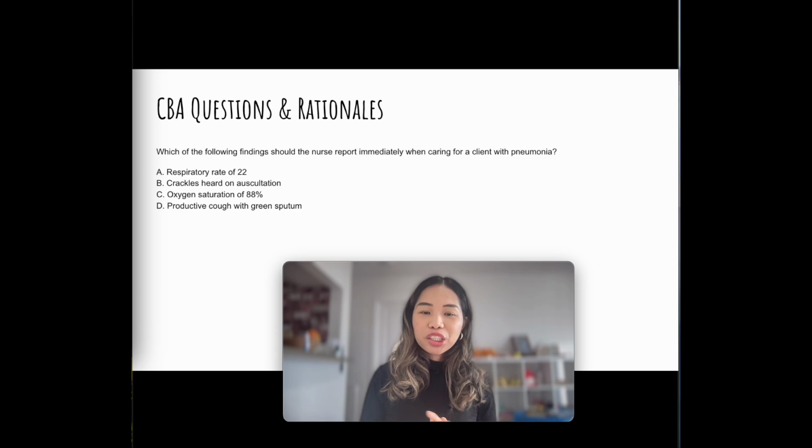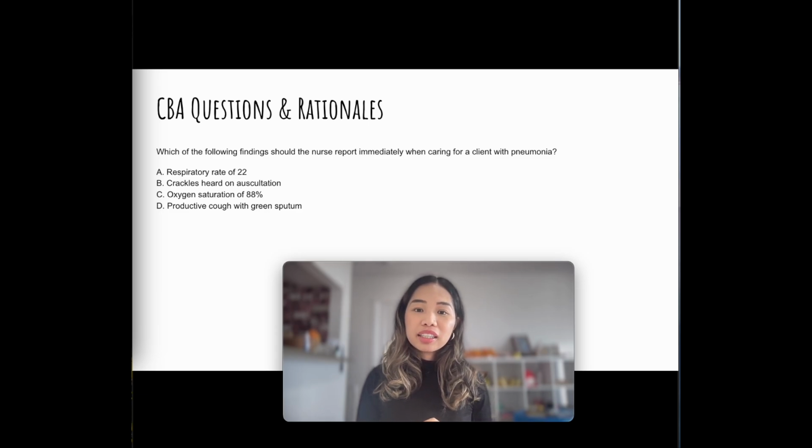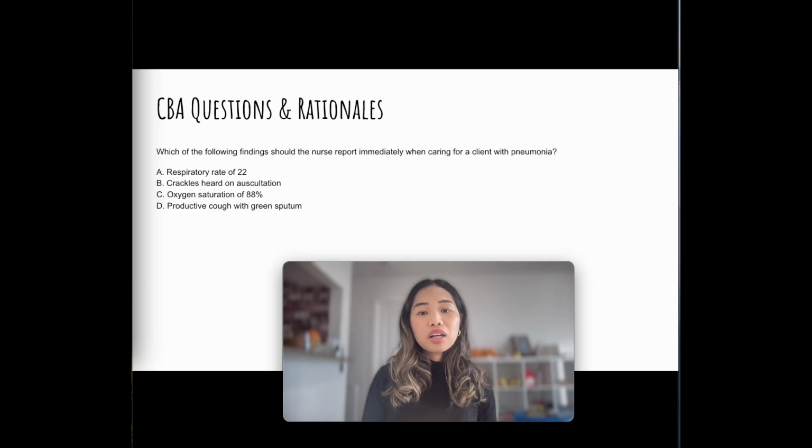So for our next question, which of the following findings should the nurse report immediately when caring for a client with pneumonia? A, respiratory rate of 22. B, crackles heard on auscultation. Letter C, oxygen saturation of 88%. And letter D, productive cough with green sputum. And the answer for this question would be letter C, oxygen saturation of 88%.